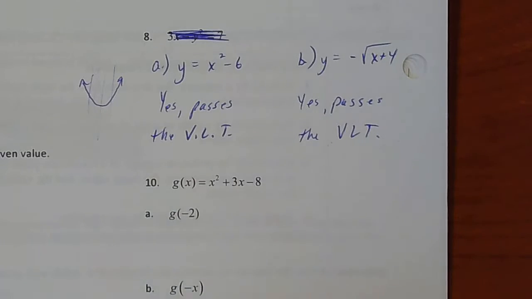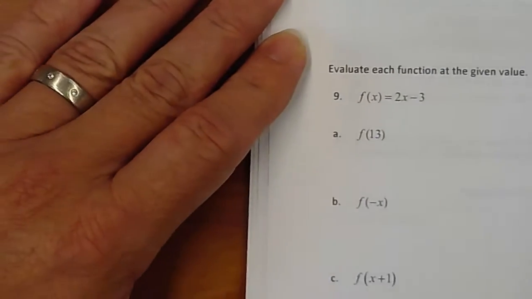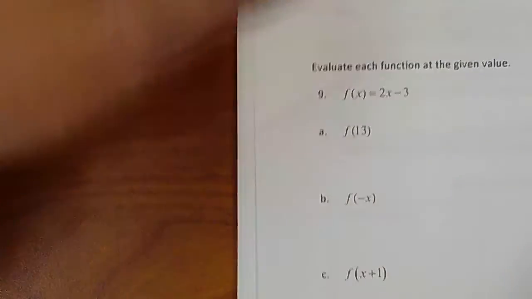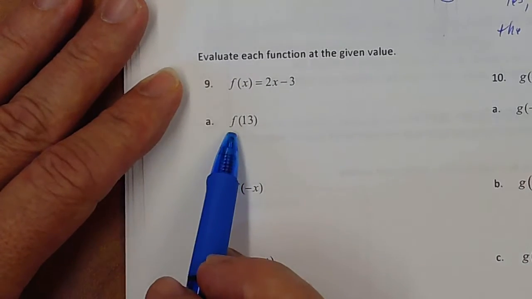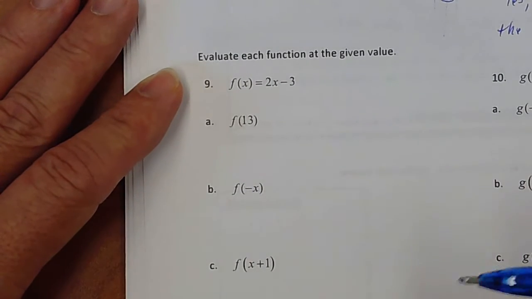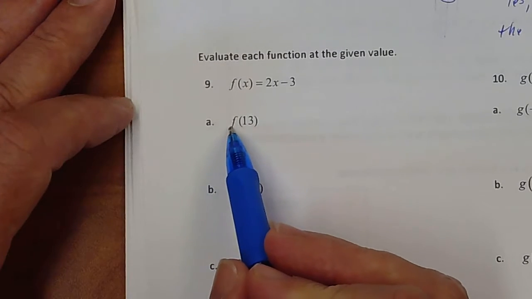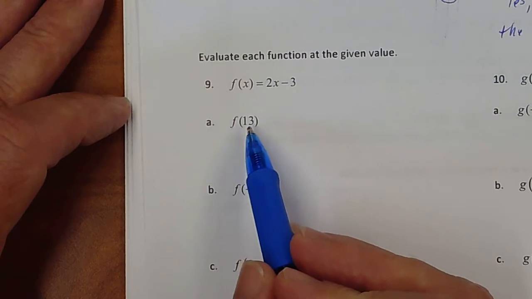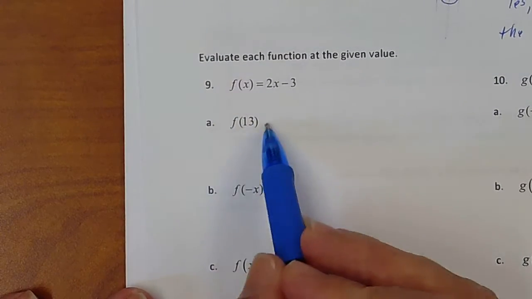Okay, moving on to the next example, 9 and 10, and then that'll be it for this video. Evaluate each function at the given value. So this is just back to function notation. This is code, right, for a whole sentence of directions. If I had to write out the words to this, it would be evaluate function f with the given x value of 13. That's a lot of words. So thankfully, this code shortens it up for us.